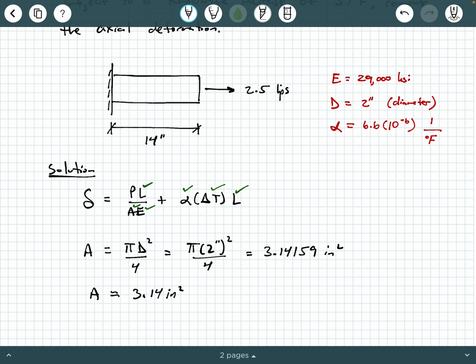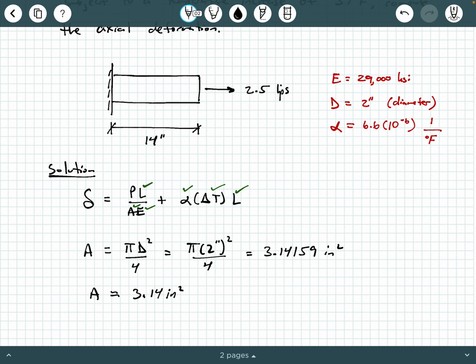Now, what about P? What about this internal load P? Well, in this case, since you only have one segment and you only have one applied load, then your internal load is going to be the 2.5 kips.